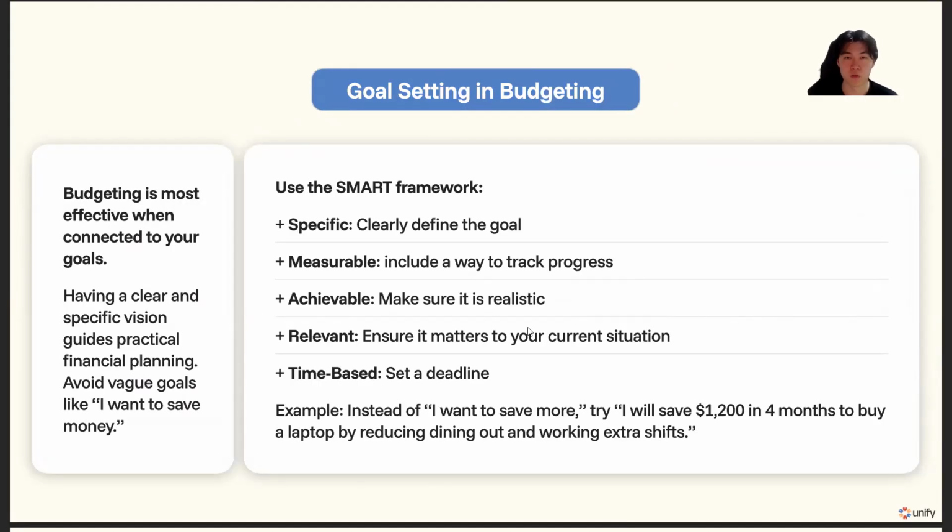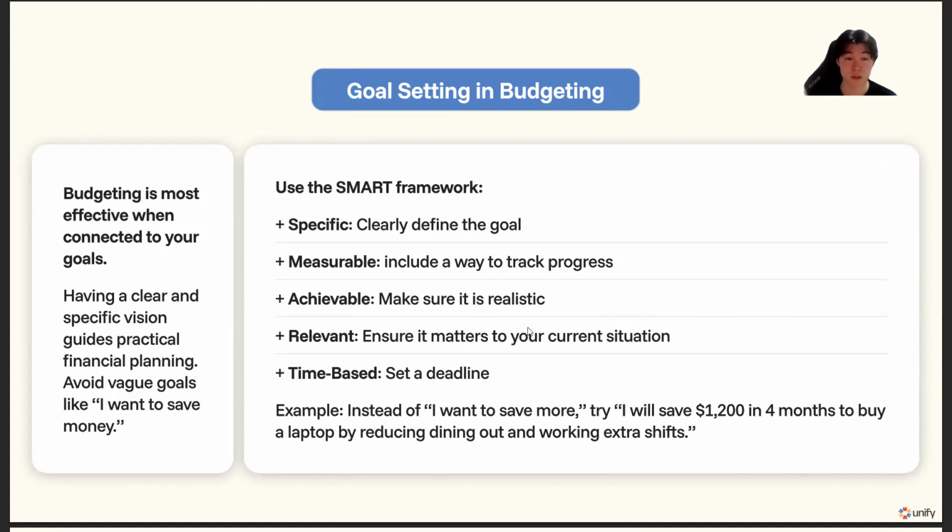Let's talk about goal setting in budgeting. So budgeting is most effective when connected to your goals, because having a clear and specific vision guides practical financial planning. Avoid vague goals like, I want to save money. So let's structure our goals like this, by using the SMART framework.